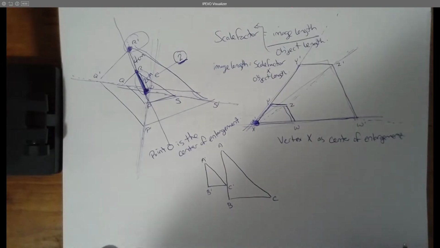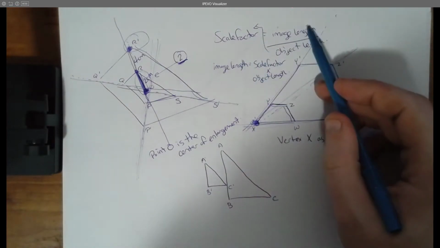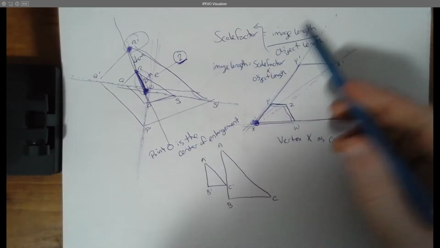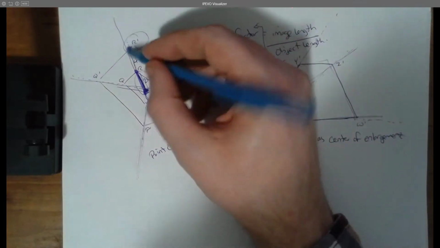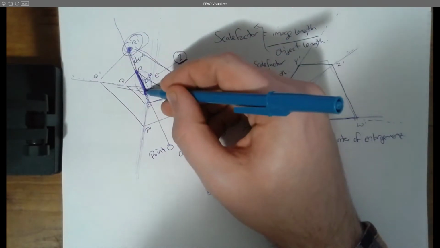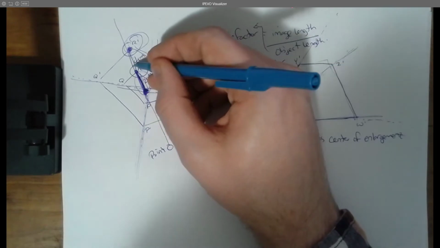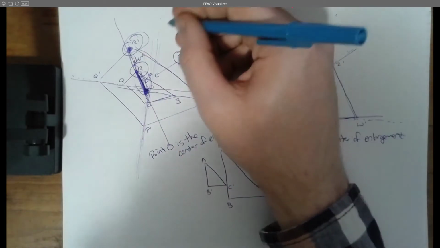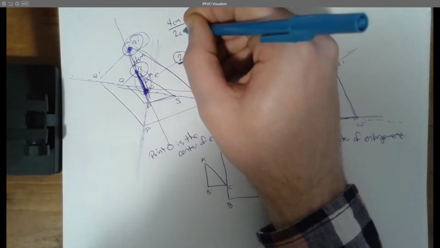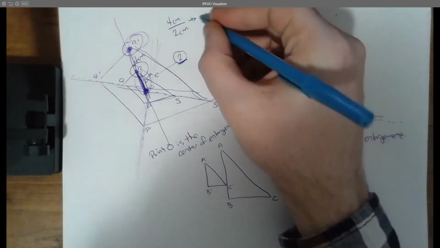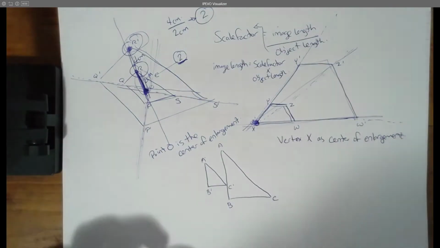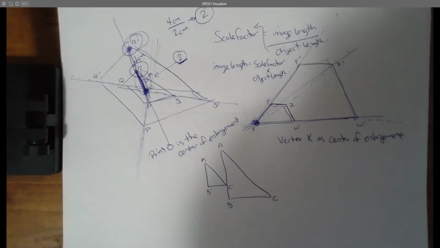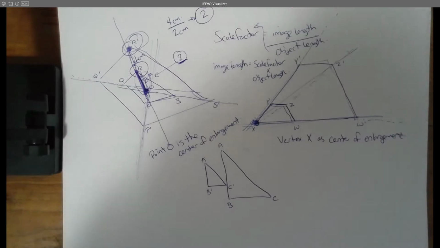Excellent. So not only does scale factor equal image length divided by object length, but we could also figure out scale factor by doing the distance of the image from the center of enlargement divided by the distance of the object from the center of enlargement. So that one, if I knew this was 4 and I knew this was 2, I could also do 4 centimeters divided by 2 centimeters to figure out that my scale factor here is also 2. So just another piece of information in order for us to figure out scale factor as we work through these particular types of questions.